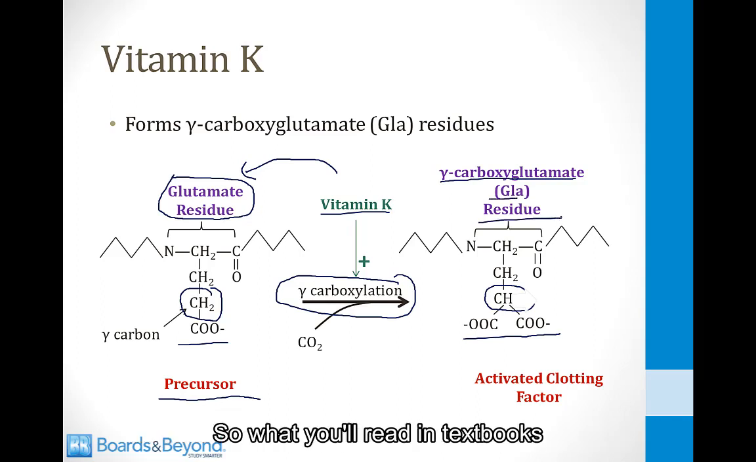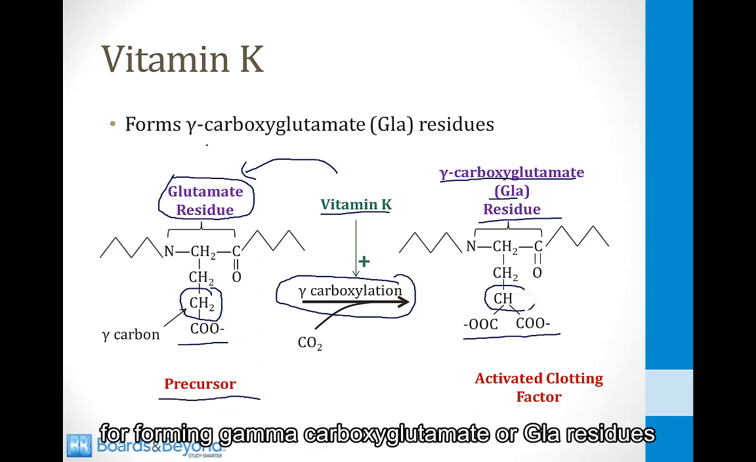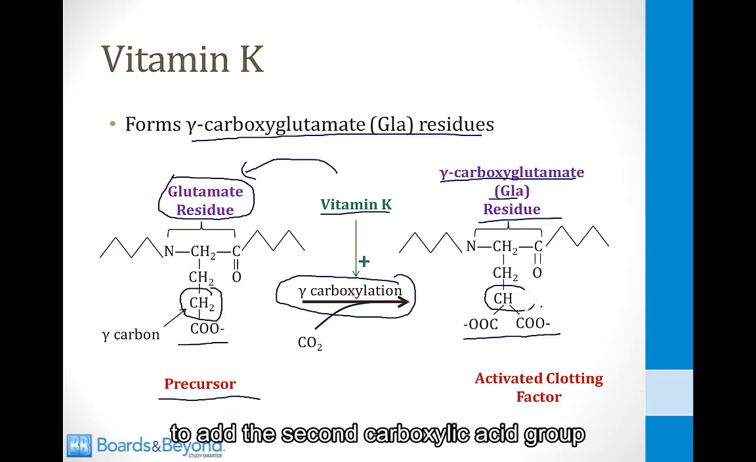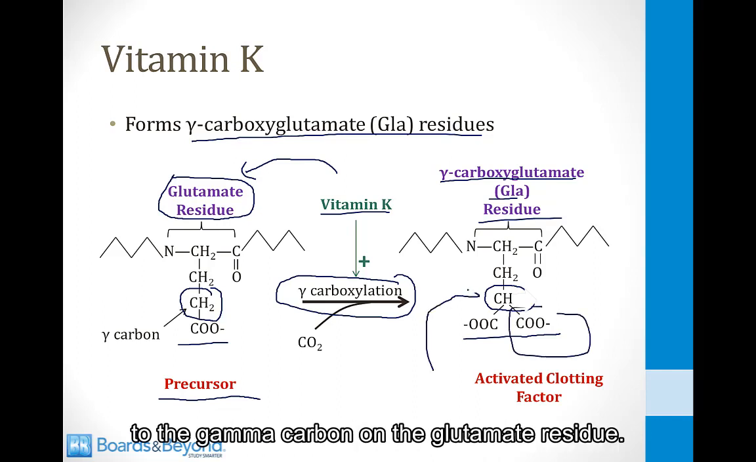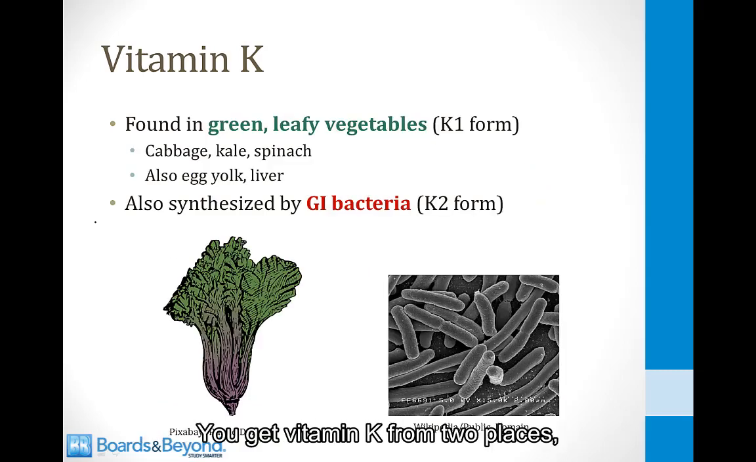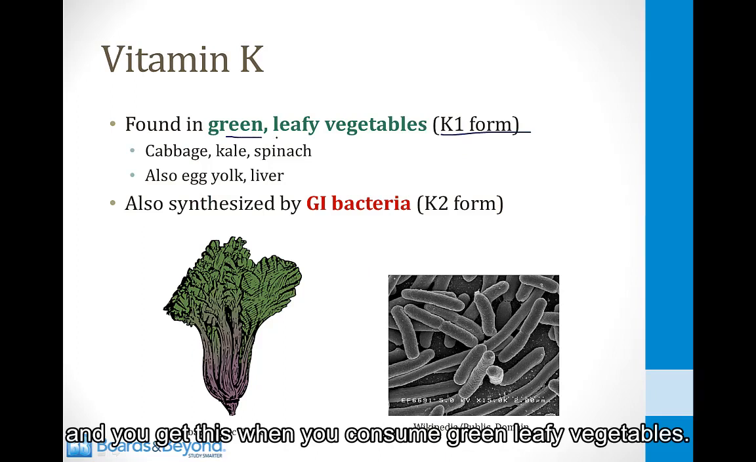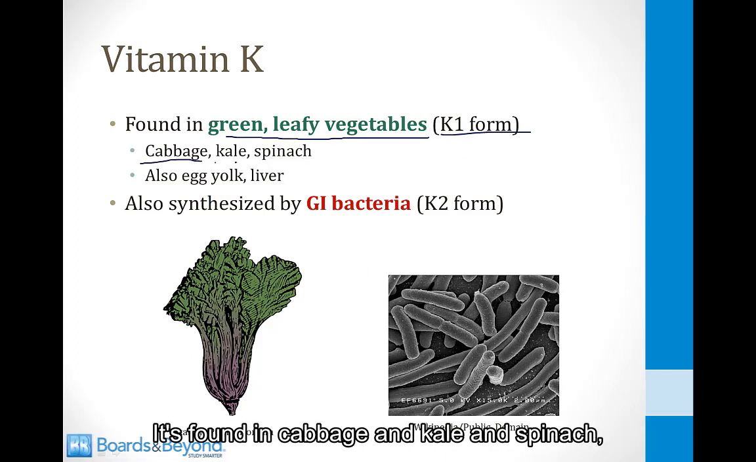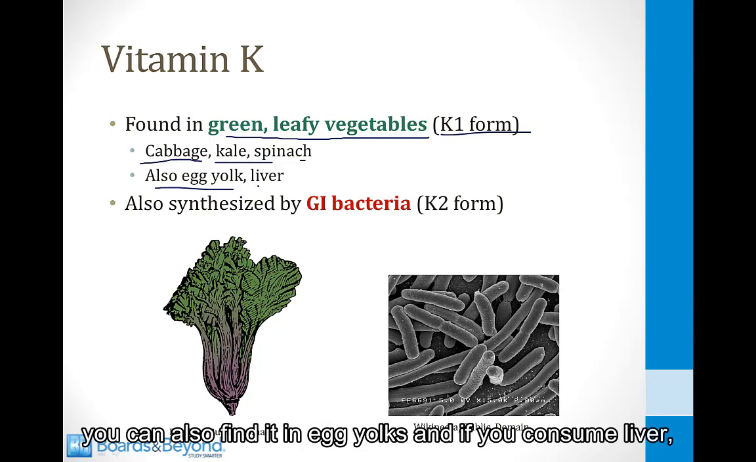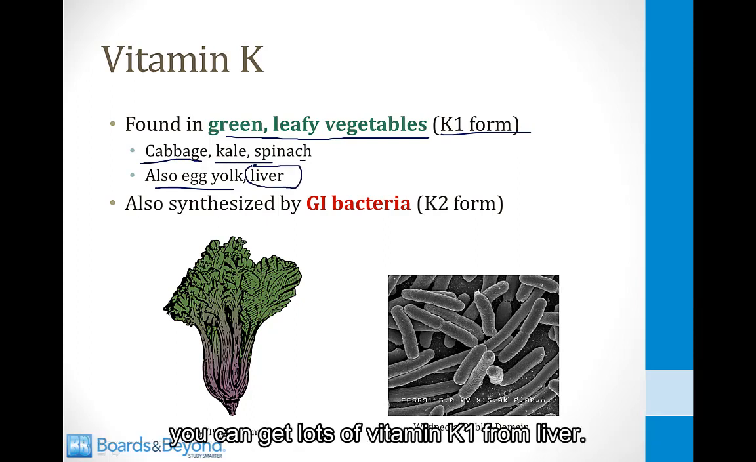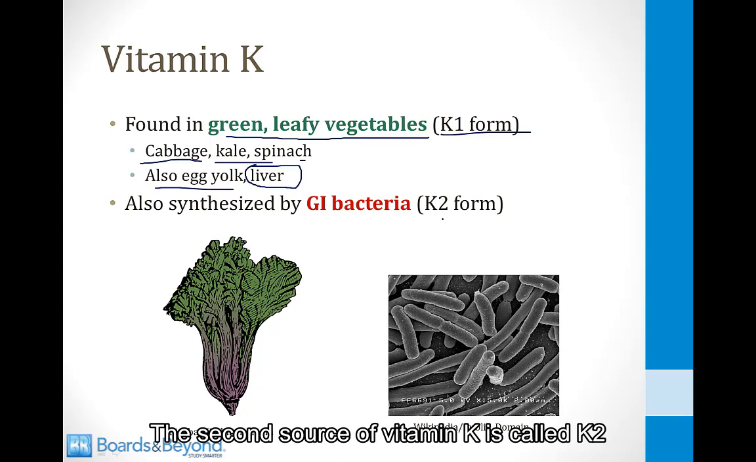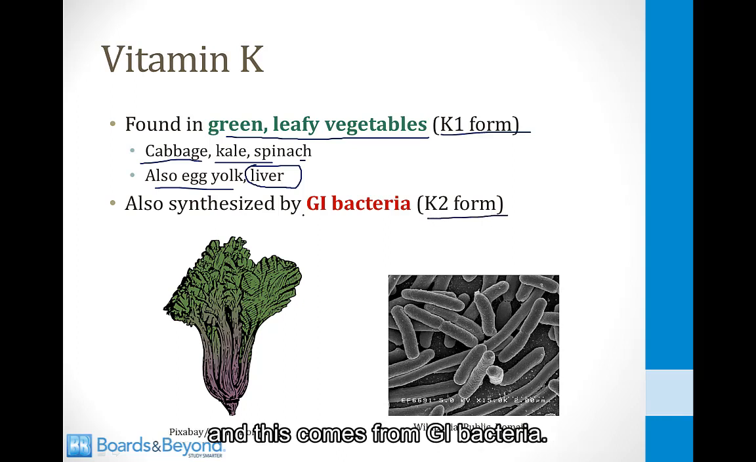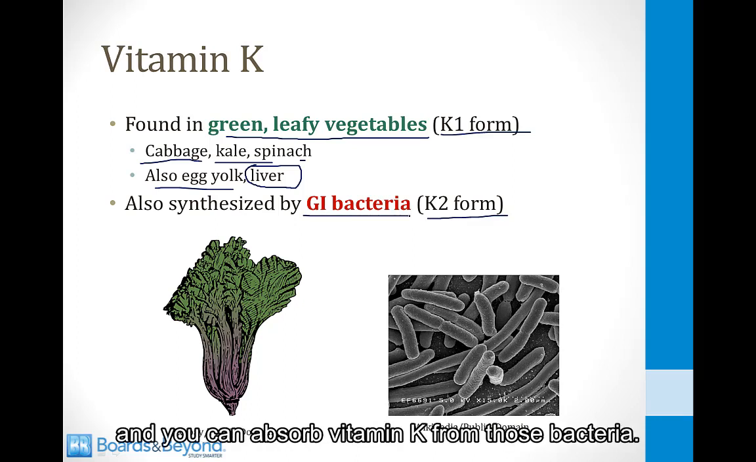So what you will read in textbooks is that vitamin K is necessary for forming gamma carboxyglutamate or GLA residues on precursor proteins, and that's because you need to add this second carboxylic acid group to the gamma carbon on the glutamate residue. You get vitamin K from two places. One form is called the K1 form, and you get this when you consume green leafy vegetables. It's found in cabbage and kale and spinach. You can also find it in egg yolks, and if you consume liver, you can get lots of vitamin K1 from liver. The second source of vitamin K is called K2, and this comes from GI bacteria. They synthesize vitamin K and then secrete it into the GI tract, and you can absorb vitamin K from those bacteria.